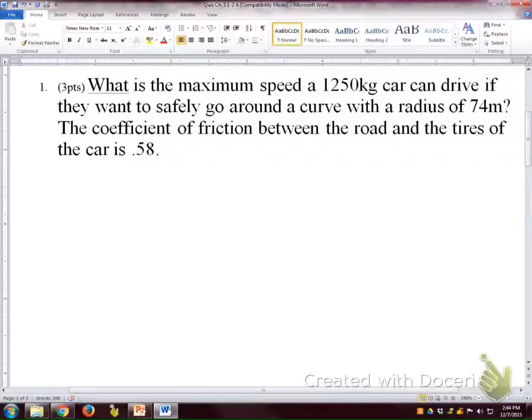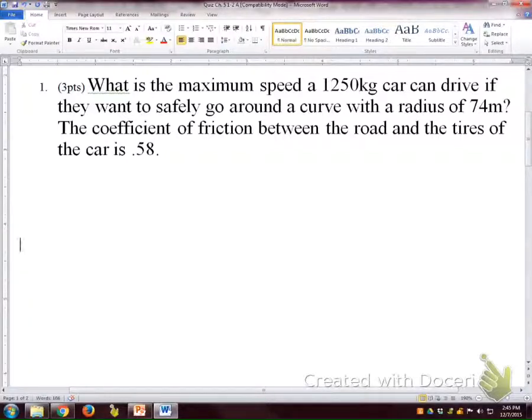All right, so today we're going to do some practice with some circular motion problems to continue our unit on circular motion and uniform circular motion. So we're going to start with this problem here that says, what's the maximum speed a 1,250 kilogram car can drive if they want to go safely around a curve with a radius of 74 meters? It tells us here that the coefficient of friction between the road and the tires is 0.58.